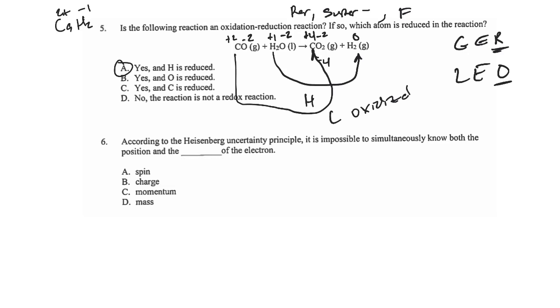According to the Heisenberg uncertainty principle, it is impossible to simultaneously know both the position and the velocity or the momentum. So the momentum term will be delta mv. Mass of most particles is constant, so a lot of times you can rewrite this as m delta v. So the uncertainty of the velocity or the momentum cannot be simultaneously known as a position. So spin, charge, and mass are just kind of incorrect choices.